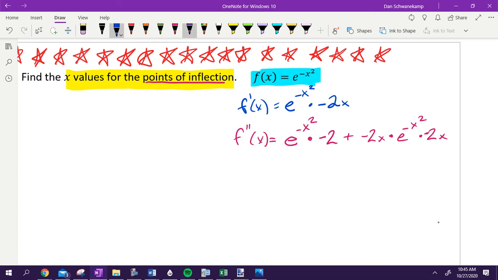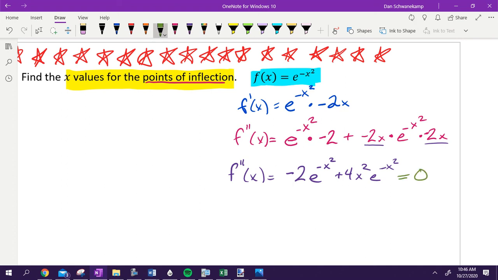All right, so that's really ugly. I'm just going to clean it up a little bit. Let's rewrite f double prime: negative 2 e to the negative x squared. I've got a negative 2x and another negative 2x that I'm multiplying together, so positive 4x squared e to the negative x squared. Super yucky, but oh well, we've got to do it. What do I need to do with that now? Ooh, yeah. Set it equal to 0. I need to figure out when that is 0. Thoughts on what I can do for that? How can I figure out when that thing is equal to 0? Andrew?